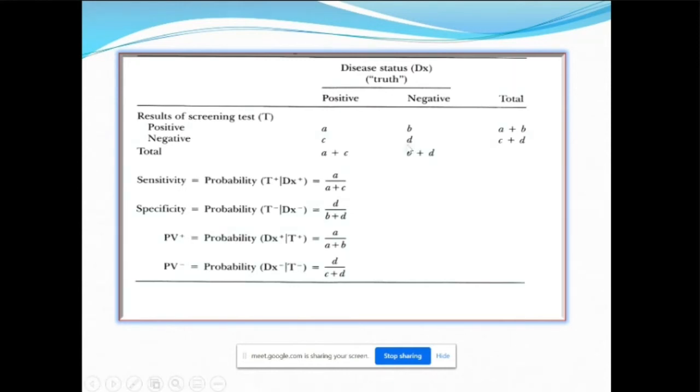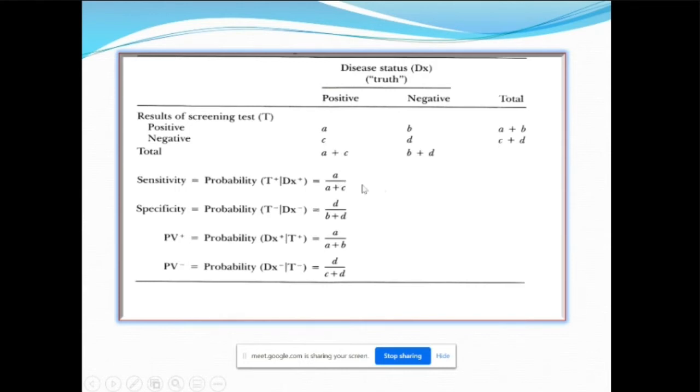While cell D is the true negatives. That is, persons who test negative by the screening test, and they truly do not have the disease. Cell B are the false positives, because they are persons who have a positive screening test and they do not have the disease. Cell C represents the false negatives, that are persons who have a negative screening test result and they have the disease.